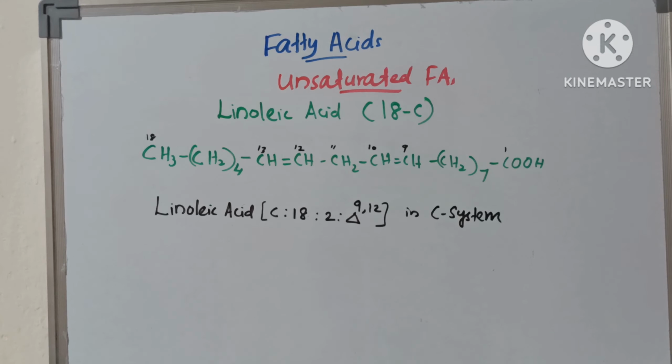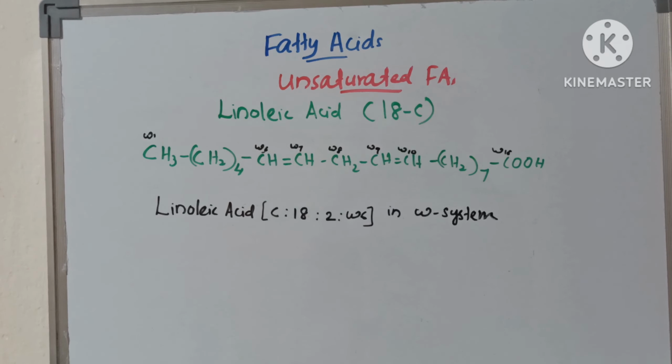Let's see some unsaturated fatty acids, that is fatty acids with double bonds. For example, linoleic acid, which is an unsaturated fatty acid with 18 carbons. And it is represented as C18:2 delta 9,12 in C system, which means it contains 18 carbon atoms. 2 means 2 double bonds. Then delta 9 means the double bond is between 9 and 10, and delta 12 means the double bond is between 12 and 13. That is in the C system.